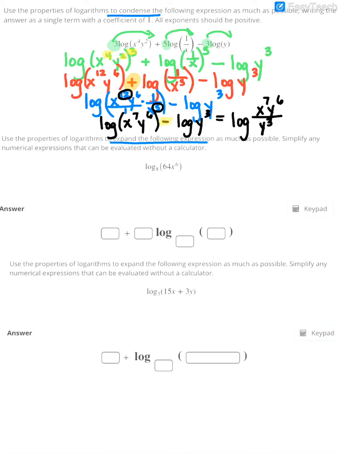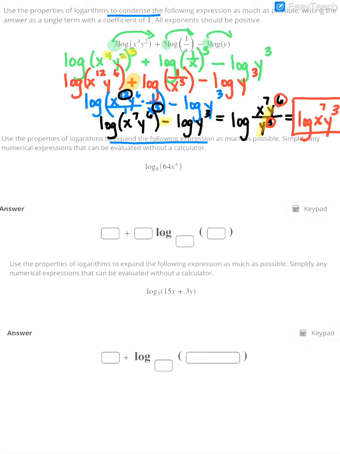And then finally, if you have the same variable on top and bottom, like we do with the y's here, then you can simplify by subtracting their powers. And so the bigger power is on top, which means the variable would stay on top. So we have the log, we have our x to the 7th, and when we subtract 6 minus 3, that's going to leave us with a y to the 3rd on top as well for our final answer there.